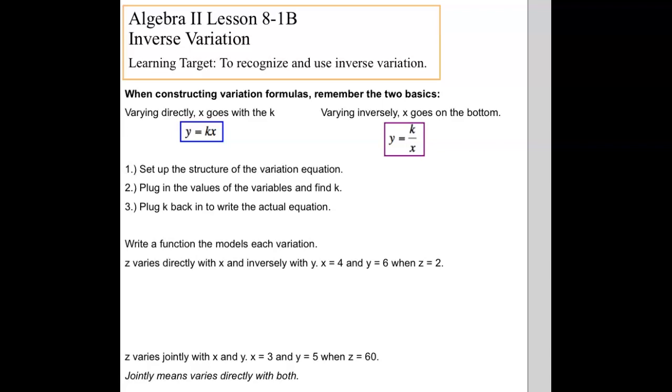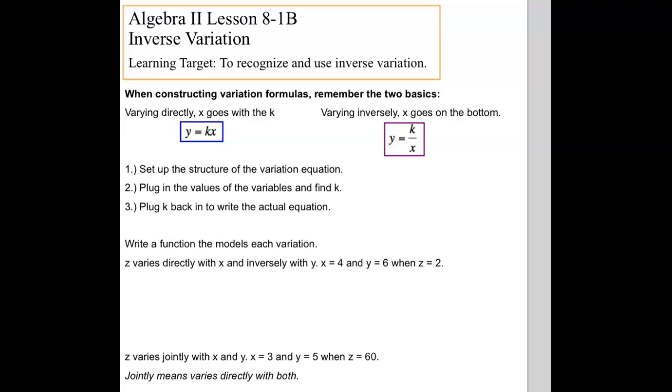Welcome back. Today we're going to look at some more variation questions. Still working on that learning target to recognize and use inverse variation, but we're also going to talk about a couple other different types of variation. So quick review, when constructing variation formulas, remember our two basic formulas.